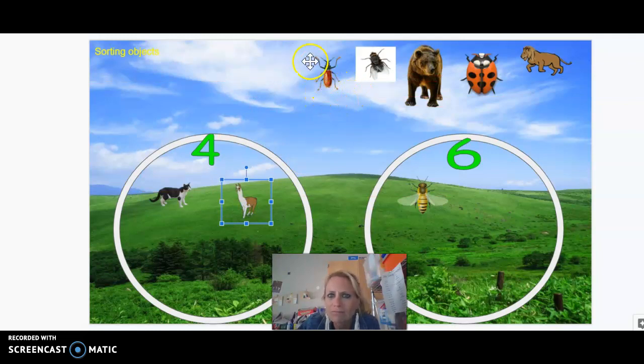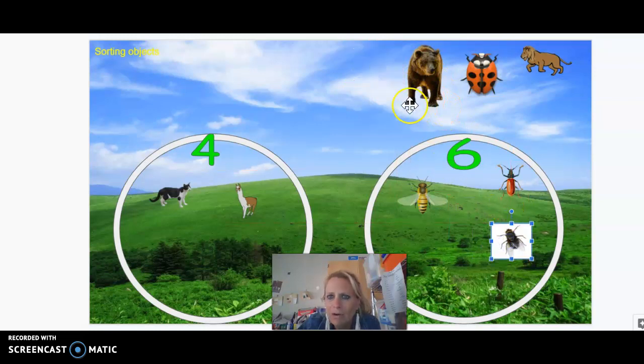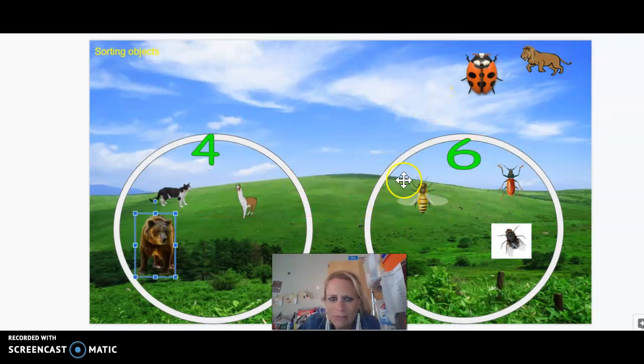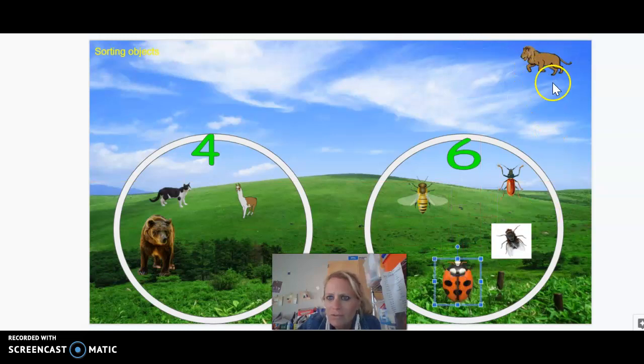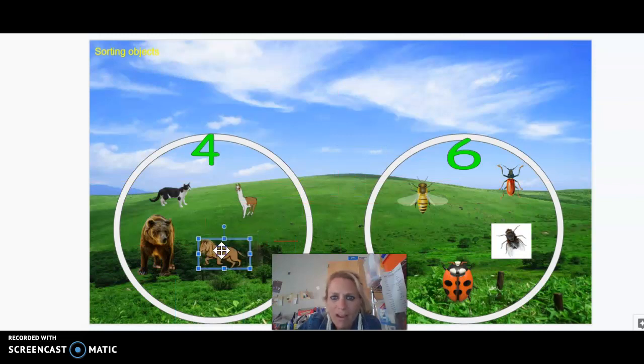My bee. Oh, it looks like a beetle. 1, 2, 3, 4, 5, 6. It has 6 legs. How about this? Fly. 1, 2, 3, 4, 5, 6. It has 6 legs also. A bear. 1, 2, 3, 4. Wow. Do you guys notice anything about these animals in these groups? 1, 2, 3, 4, 5, 6. 6. 1, 2, 3, 4. My lion has 4. So I sorted my animals by counting their legs today.